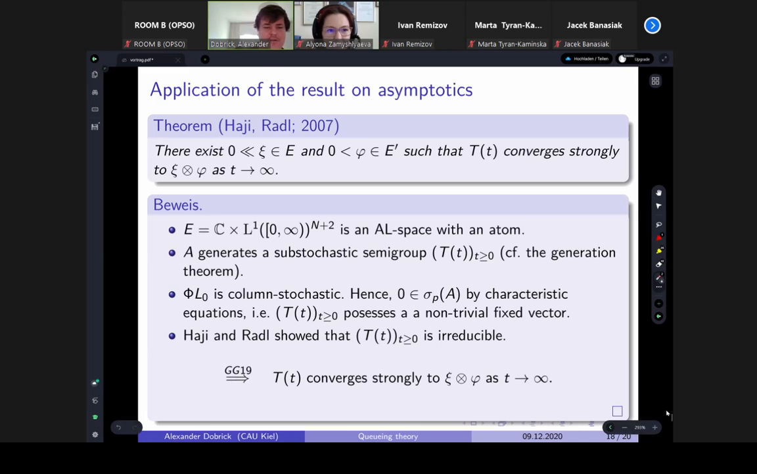Now, first, I already mentioned that the space is an AL space with an atom. Then we proved that A generates a substochastic semigroup. That was just a result of the generation theorem we proved. And then it is shown in the paper of Haji and Radl that this operator here is column stochastic, and then they got some kind of characteristic equations that tell you that 0 is contained in the point spectrum of A. But as we all know, if you are in the kernel of A, you're basically in the fixed space of T. And if 0 is in the point spectrum, then you find an eigenvector which is non-zero by definition. So you get a non-trivial fixed vector of the semigroup. And finally, Haji and Radl already showed that this solution semigroup is irreducible. So the theorem of Gerlach and Glück yields the claim.